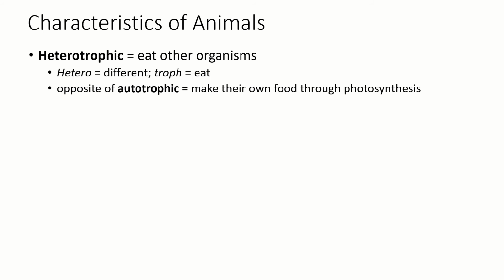Let's talk about how animals fit into an ecosystem and this concept of food webs and what exactly that means. So first of all, let's remember that all animals are heterotrophic, meaning that they eat other things. Plants and photosynthetic bacteria or protists, those are autotrophic, meaning that they make their own food.